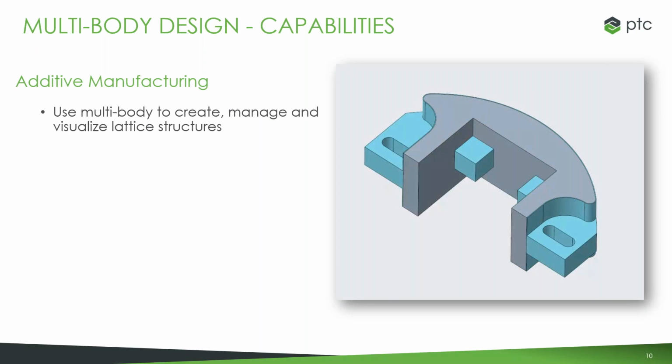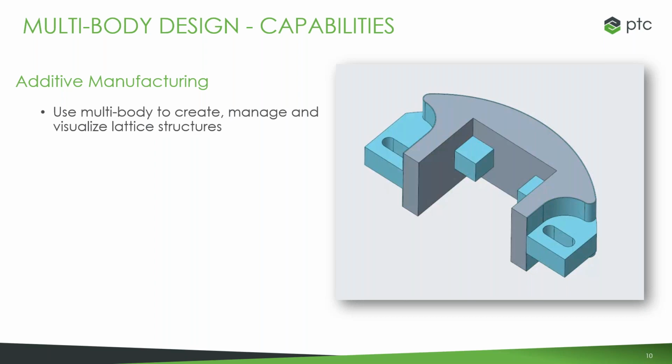So the next section here, additive manufacturing. This is almost a no-brainer in terms of effective ways to model additive features. You can use multi-body to create, manage, and visualize lattice structures. So if anyone's used additive manufacturing, if you have the additive manufacturing extension, you hopefully have used the lattice feature, where you're able to shell a body and fill it with a lattice, or you could even take a void and fill it with a lattice.